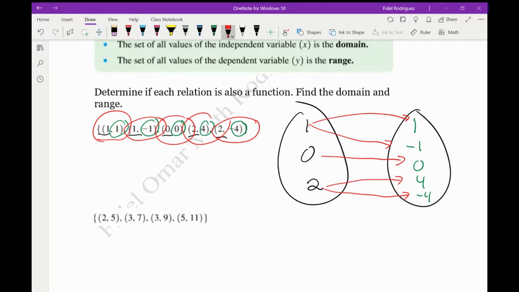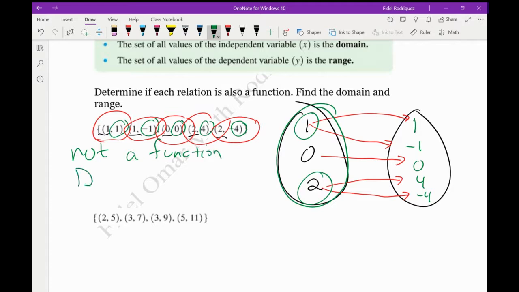So now we're going to ask ourselves, are these guys here hooking up with more than one person? Yeah, they are, because 1 and 2 are. So as long as you can find one of them that's hooking up with more than one, it's not a function. So right here, we're going to say not a function. Okay. But my domain, because relations also have domain and ranges, so the domain is still the same numbers, 1, 0, and 2, the first ones. And the range is 1, -1, 0, 4, and -4.